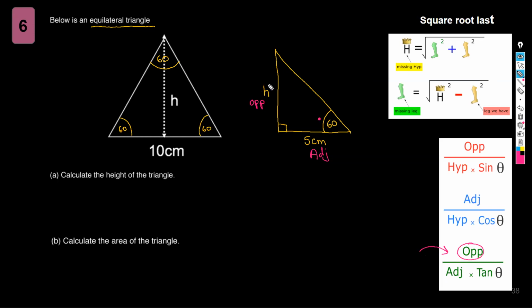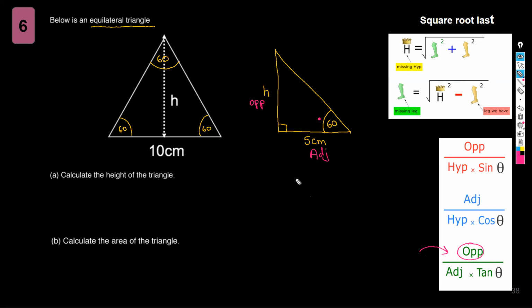Now, remember, they use the letter h here. A lot of people might confuse h with hypotenuse, but that h today is representing the height, right? So that's why I spell out the word OPP, or opposite. I don't want to put just O or whatnot. That's to be really, really specific.